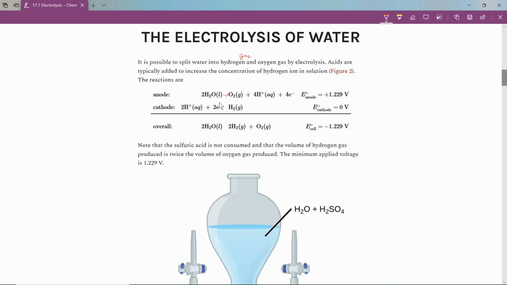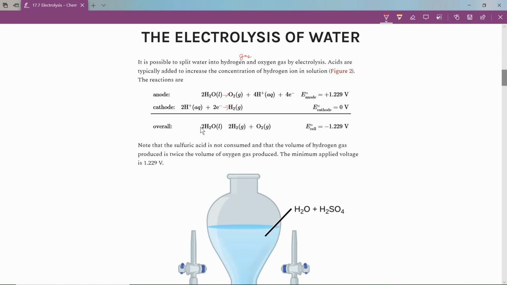So at the anode, we get oxygen formation, and at the cathode, the H+ gobbles up electrons, and we get hydrogen gas formation. That's the standard hydrogen electrode. Overall, this wouldn't happen spontaneously, right? Because the cell potential would be 0 minus 1.229, negative 1.229. So your power supply has to be more than 1.229 volts to make the oxygen gas and the hydrogen gas.